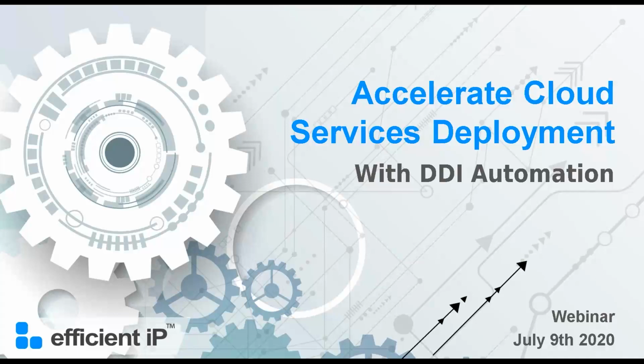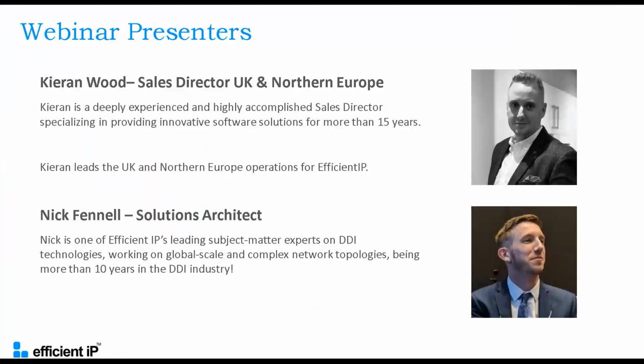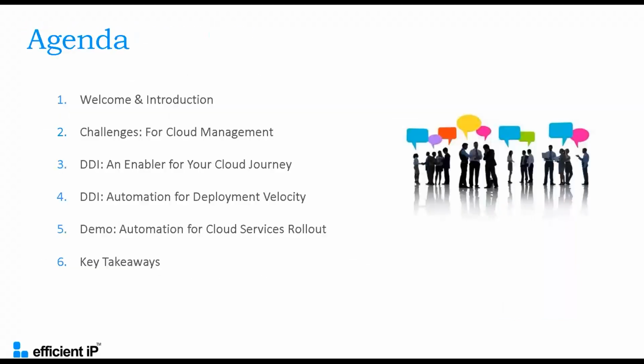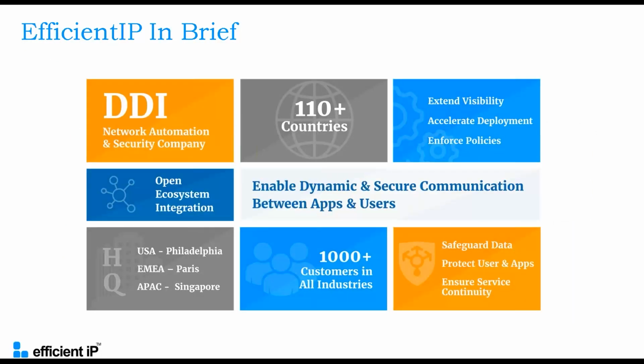We do this in three main areas really. Simplifying network management by automating control of the infrastructure and the apps, protecting users, apps and data by securing DNS to ensure service continuity, and optimizing routing of traffic from users to applications. There you go. So that's Efficient IP in brief, as I was just discussing.